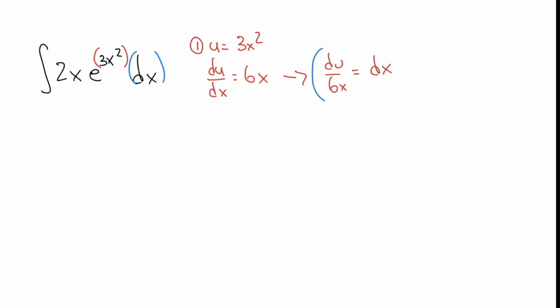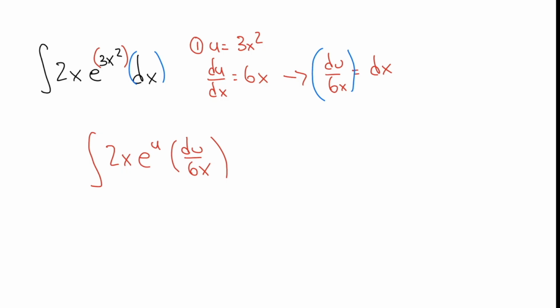Now we are going to take du over 6x and plug this in for dx in the problem. This is our second step, and we are going to get 2xe. We are also going to plug in u for 3x squared. So if you see a 3x squared, just plug in u, which is going to be in the exponent for e. And then, of course, we have to plug in du over 6x.